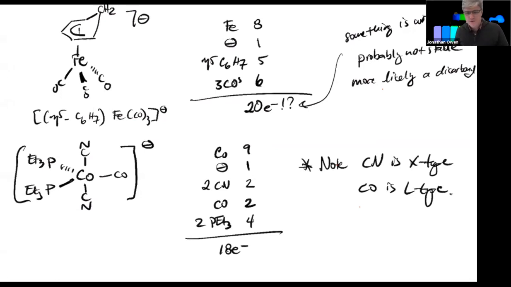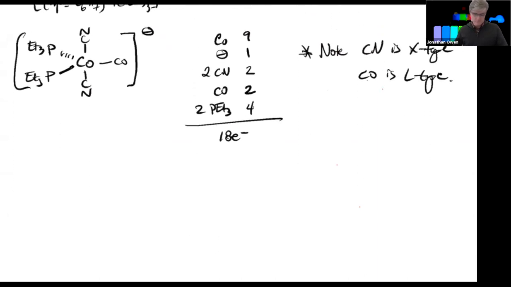Cyanide or cyanyl is X, CO is L. All right, so one of the tricks, charged compounds throw people off a little bit. One of the tricks you can do to do the math on this is to sort of mix the formalisms a little bit, okay? So let's just do a mental experiment here.